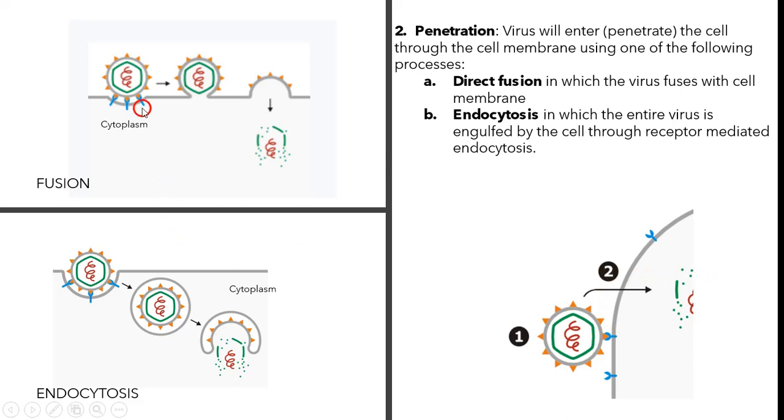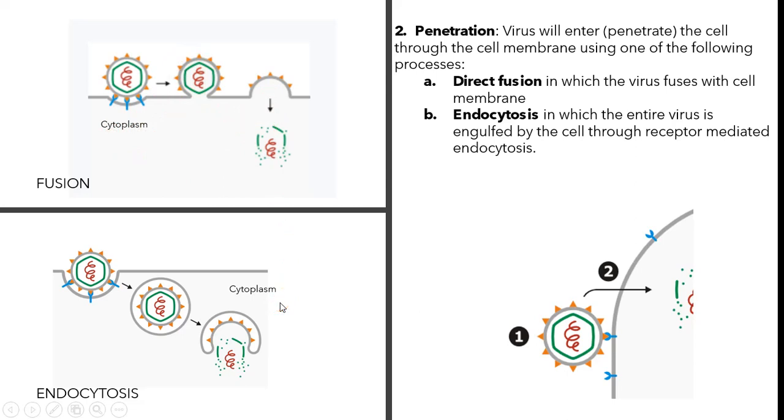In direct fusion, once you have this attachment, this is going to be an enveloped virus. So you see here we have the envelope. It fuses with the cell membrane, and then it kind of flips everything inside out, if you will, pushing all the contents of that virus into the inside of the cell. So here's the cytoplasm and the inside.